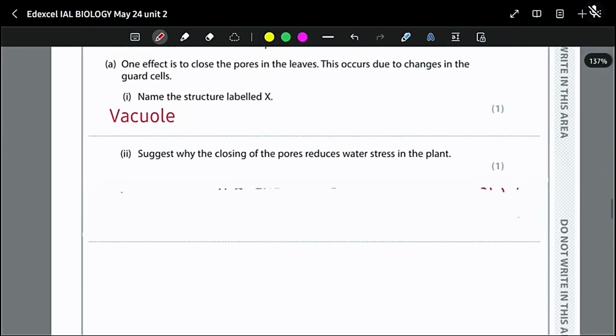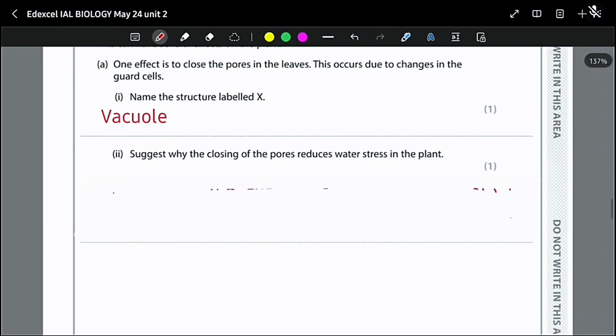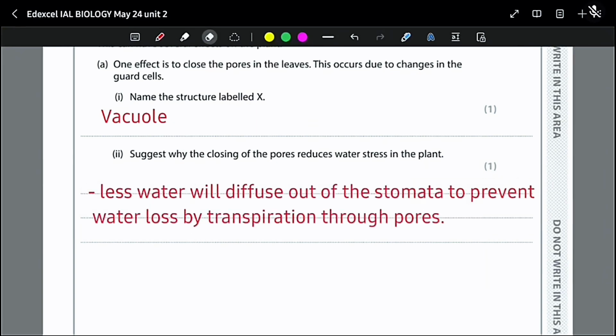Two, suggest why the closing of the pores reduces water stress in the plant. So we know less water will diffuse out of the stomata, so it will prevent water loss by transpiration through the pores. Next question.